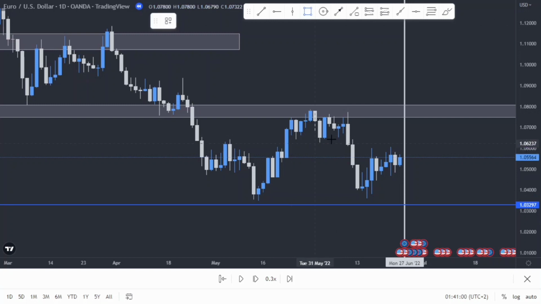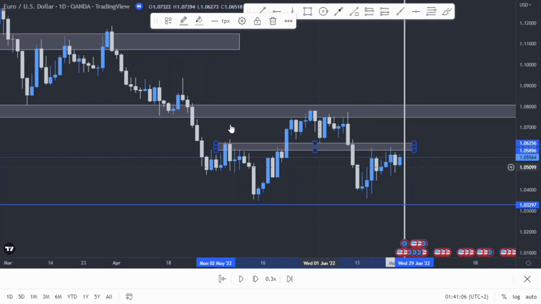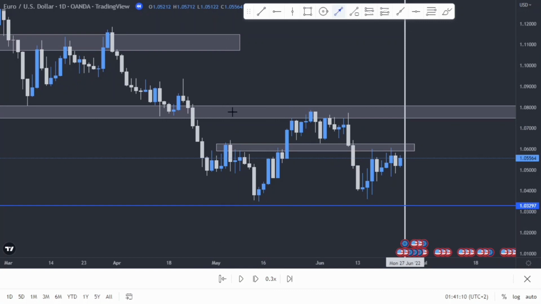And when I view it from the daily chart, I can clearly see that this was resistance, this was support. This was resistance right here, and this was support right here, and price is likely gonna give us resistance right here and push all the way to the downside.